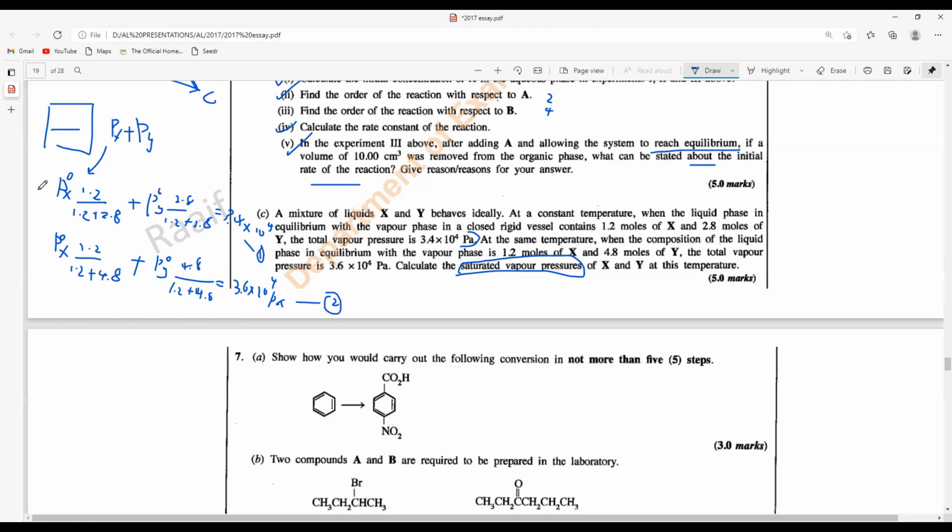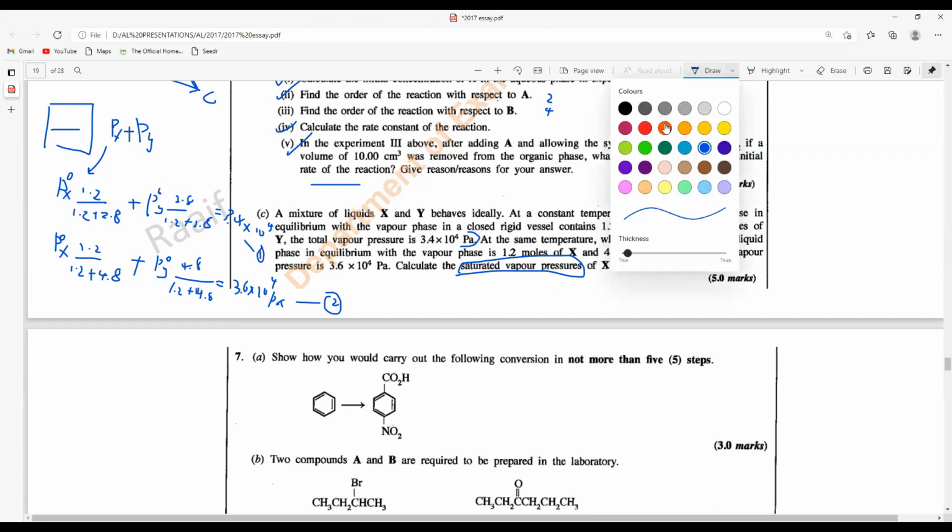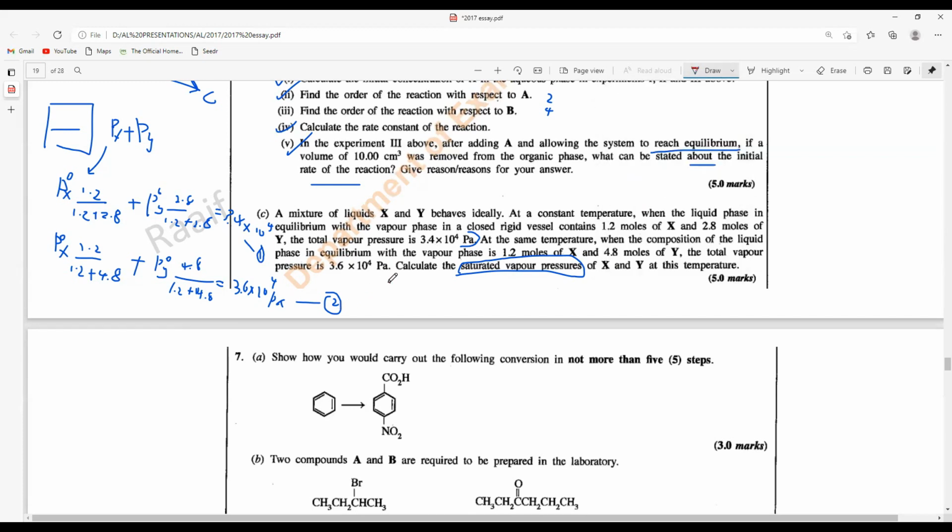So what type of question is this? The only things you don't know here are P naught X and P naught Y, and you have two different equations to solve. So this is now your duty. These are two simultaneous equations, right? So you just have to solve the simultaneous equations and get the values of P naught X and P naught Y. Okay, so this is a very small question.